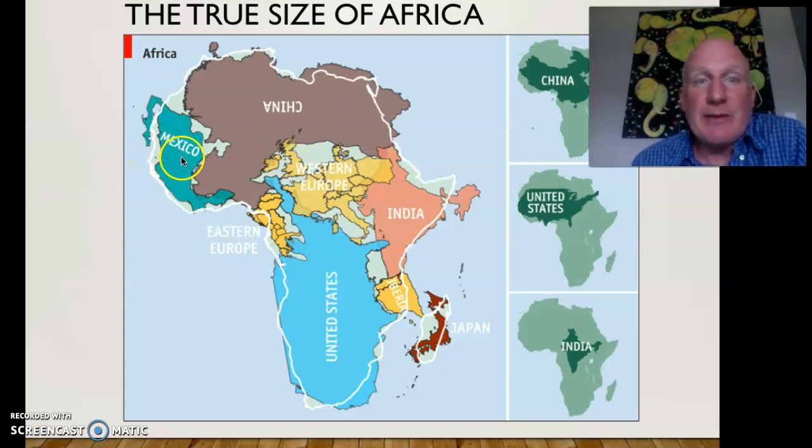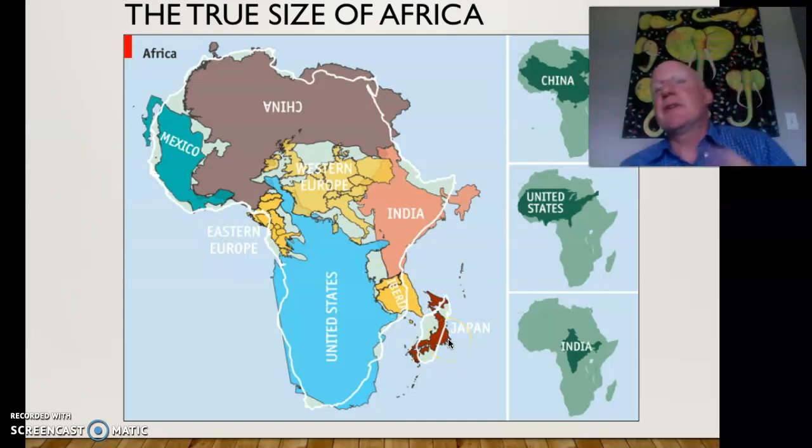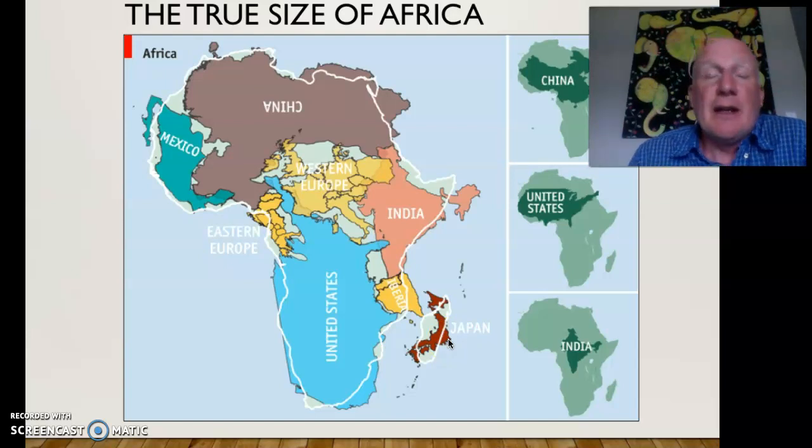But here we see Mexico squeezed into the western coast of Africa. All of Western Europe is in the central to northern part of Africa, as well as Eastern Europe is crammed into this section here. There's the United States. You can actually fit about 3 United States inside of the African continent. And here's Spain and Portugal, and this is Japan. So all those countries together can fit inside the African continent.